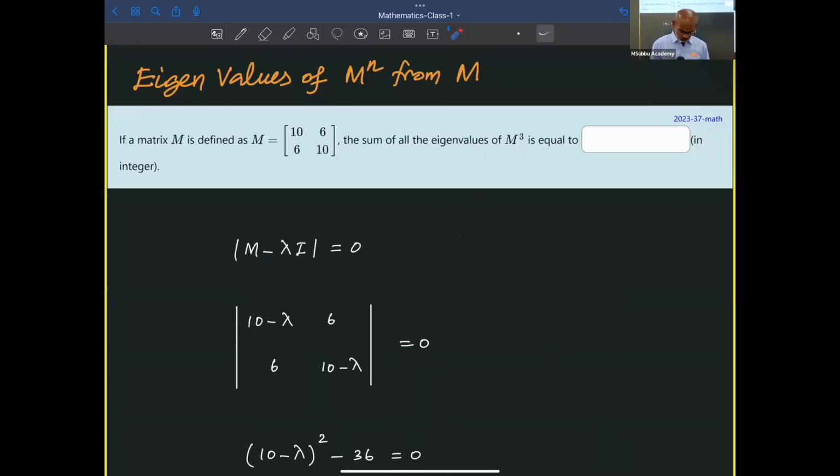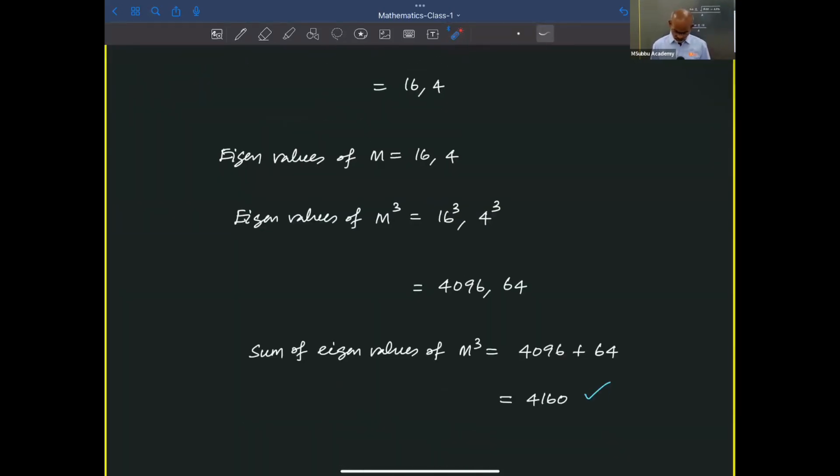Of course, here first we should solve for the eigenvalues of M. Once that is available, for M cube each element is simply lambda cubed, and in total you have to add lambda 1 cube plus lambda 2 cube, where lambda 1 and lambda 2 are the eigenvalues of M. So there is a rule that is easily applicable. That rule is always applicable, and n can be positive or negative as well.